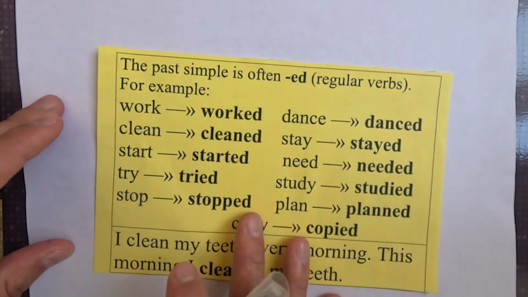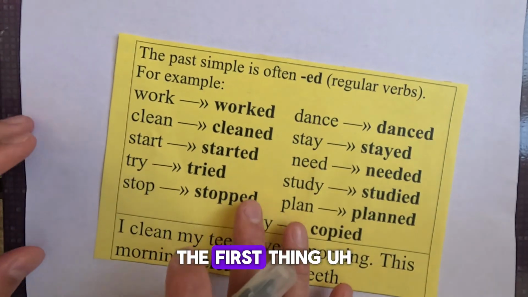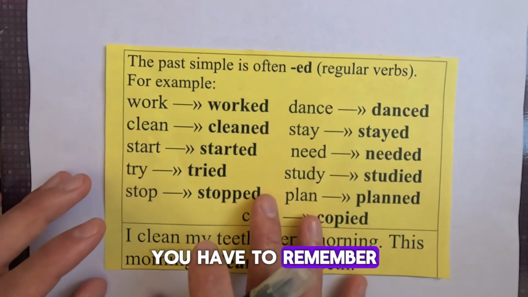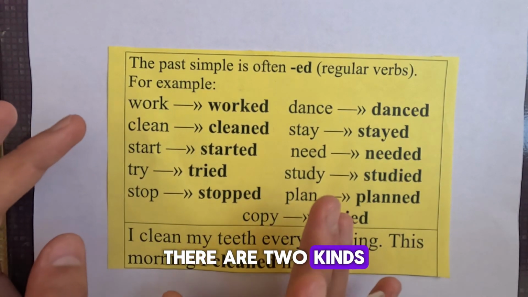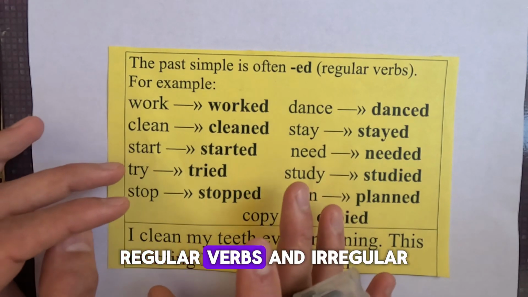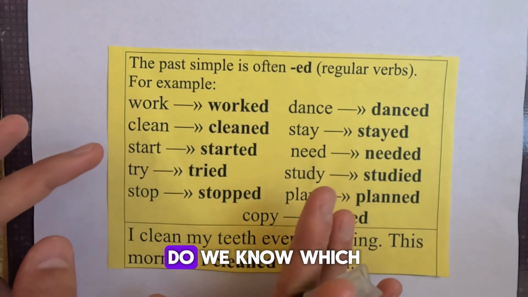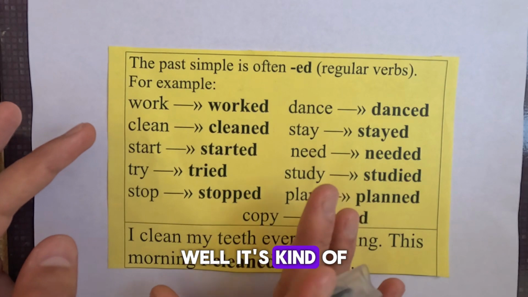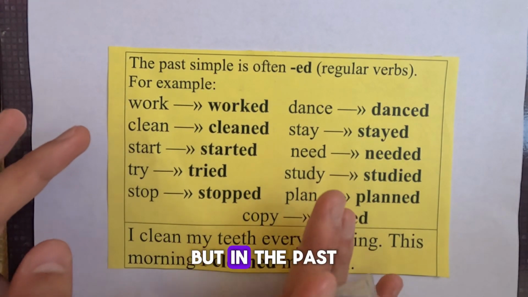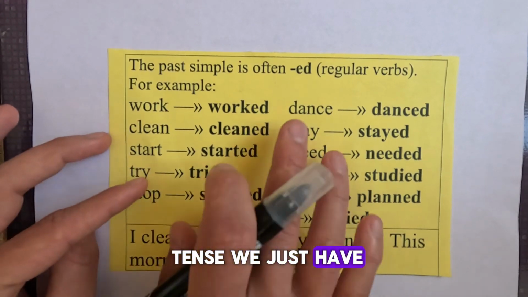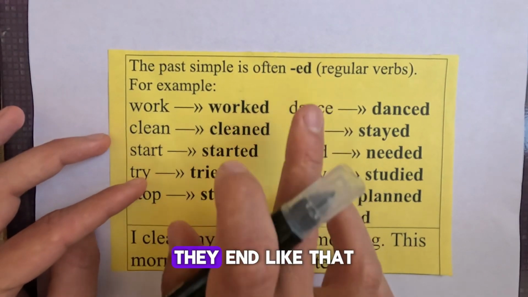Okay, let's look at some forms of past simple. The first thing you have to remember when you're working with this tense is that in English there are two kinds of verbs, regular verbs and irregular verbs. How do we know which is which? Well, it's kind of a little tricky, but the regular verbs are the ones that in the past tense just have ed. Okay, they end like that.